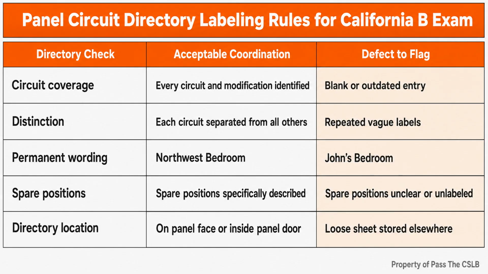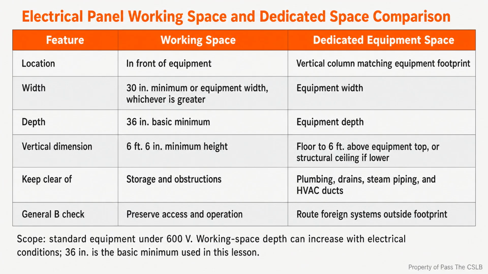I picture that working space as an invisible phone booth placed in front of the panel. The comparison is not perfect, but it is useful. The booth has depth, width, and height. If a ladder, drywall cart, shelving unit, tool chest, or stack of boxes occupies that booth, the required working area has been compromised. California workplace safety rules expressly prohibit using required electrical working space for storage.